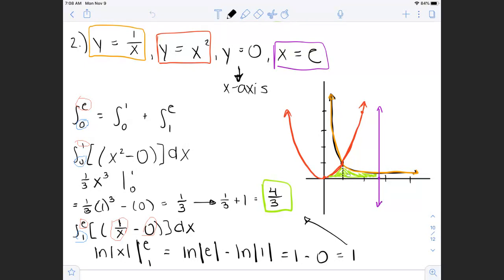So the upper function would be 1 over x, and the lower function would just be 0. And the upper limit would be e, and the lower limit would be 1. So then I solved it. I found the antiderivative, and I plugged in both for e and 1, since I knew the antiderivative of 1 over x is just ln, absolute value of x. I solved for each value, and I had gotten 1 minus 0, which is 1. And since these are two separate areas, I added them. So 1/3 plus 1 would be my final answer, 4 over 3.